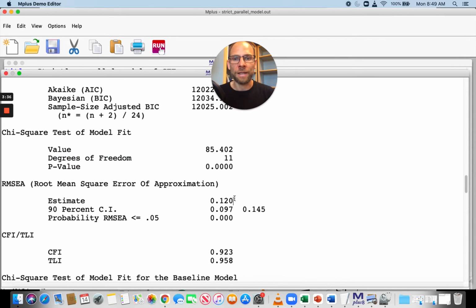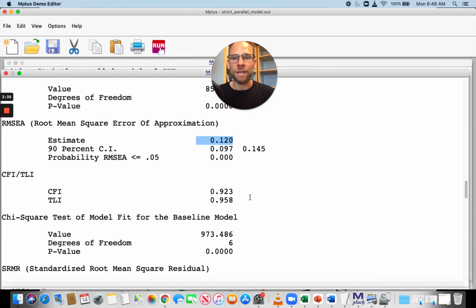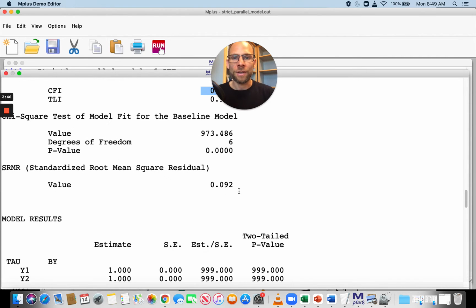The RMSEA also looks really terrible, and for CFI and TLI, I guess the TLI looks pretty good actually, but the CFI is a bit low, and the SRMR is rather high. So this model doesn't fit. These variables aren't parallel, and oftentimes you'll find that, because that is an assumption that is often too strict. Either the variables differ in their means, so they differ in difficulty, or they might differ in their error variances, so they might not have the same reliabilities, and or they may not have equal covariances.